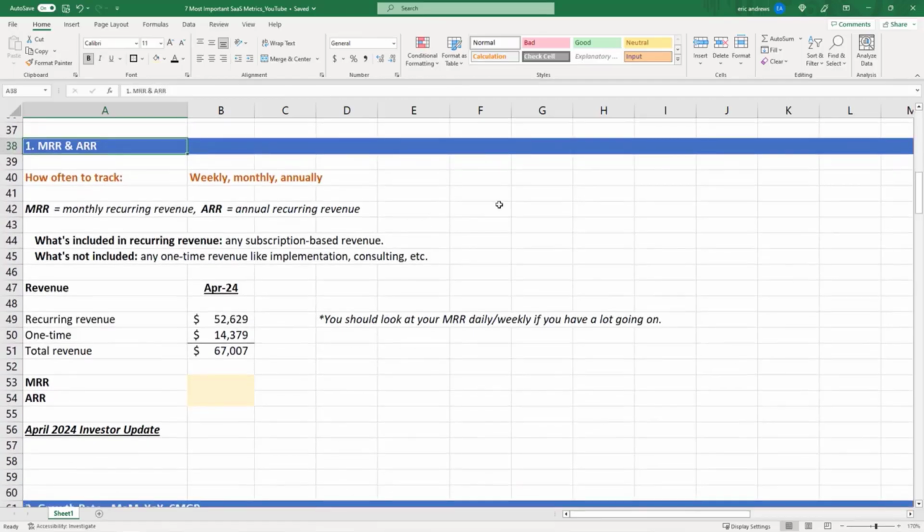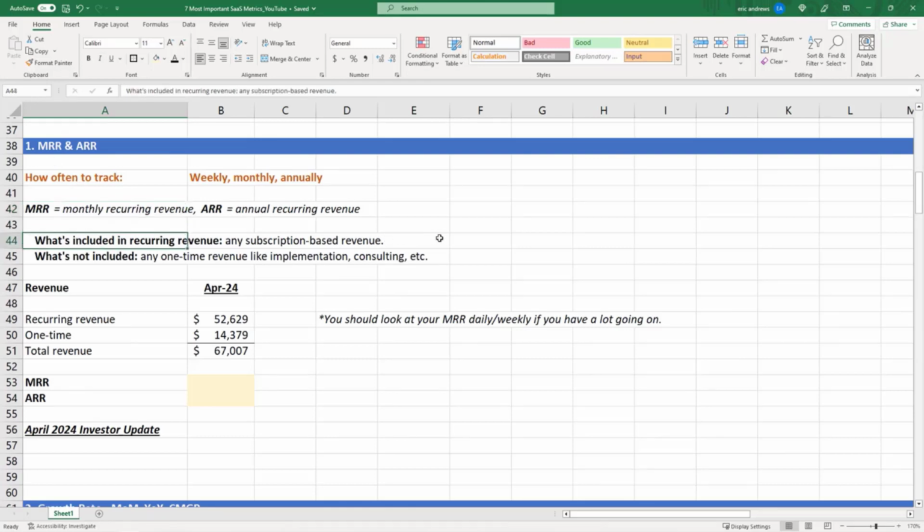So first off, MRR and ARR. MRR stands for monthly recurring revenue, and ARR stands for annual recurring revenue. You should be tracking these numbers weekly, monthly, definitely annually, as frequently as possible. This is really sort of the lifeblood of a SaaS business.